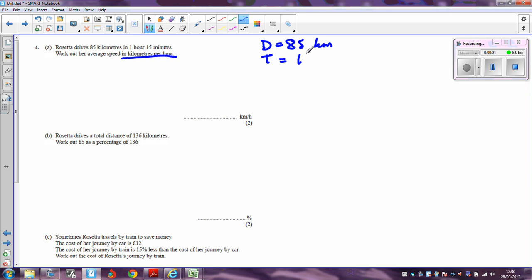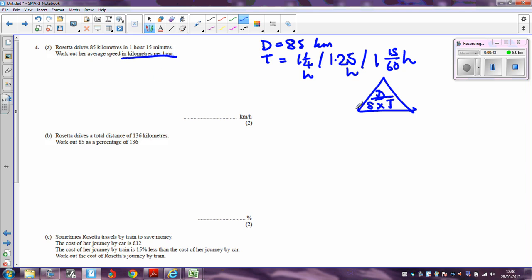hour 15 minutes is actually, you can write it as 1.25 hours, or you can write it as 1 and 15/60ths of an hour. Either way, when you change into just hours, that's what you'll need. Now you can use the DST triangle if you like here to work out the relationship between distance, speed and time. In this case we want the speed, and the speed is distance divided by time.